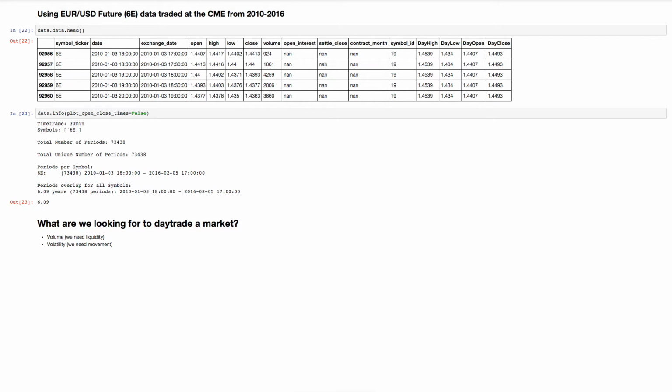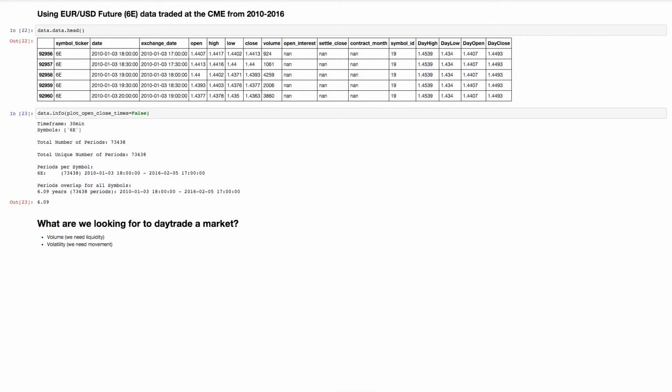Now, why do we need that? We need good liquidity because we have to get in and out of trades quickly. And we want to avoid the slippage, limit orders not getting filled, things like that. The second, and in this case more important part, is volatility.